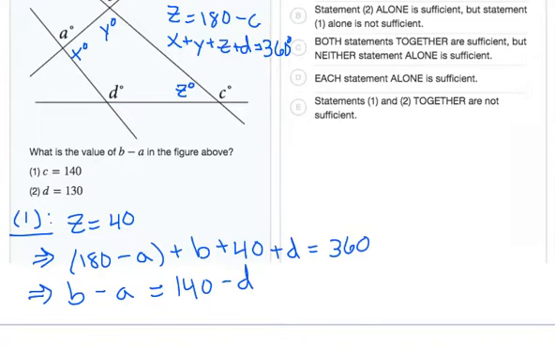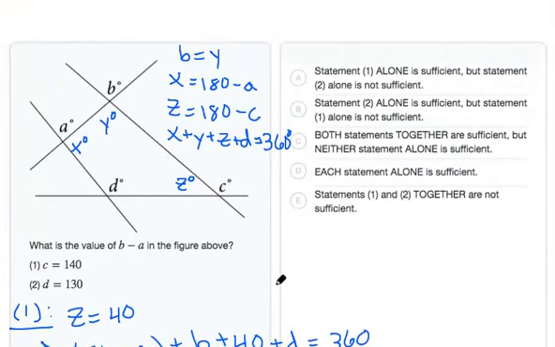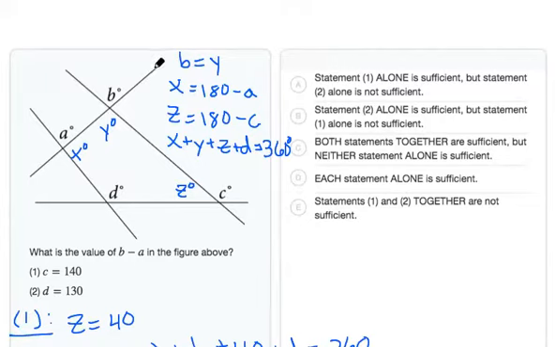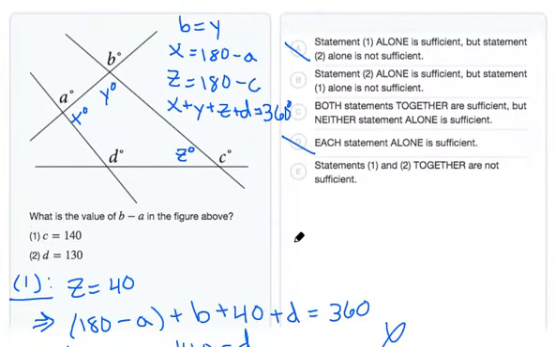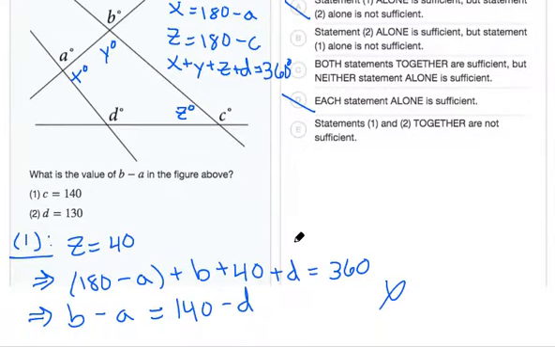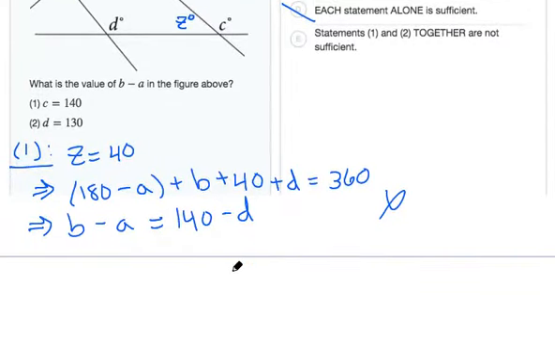Since we don't know the value of d, we actually cannot determine the numerical value for b minus a. So this statement alone is not sufficient, since we would need to know what d is, and we do not. So we can scroll up and eliminate some answer choices. Now that we know that statement 1 alone is not sufficient, we can eliminate answer choices A and D. That leaves us with B, C, and E, so we'll need to consider statement 2.